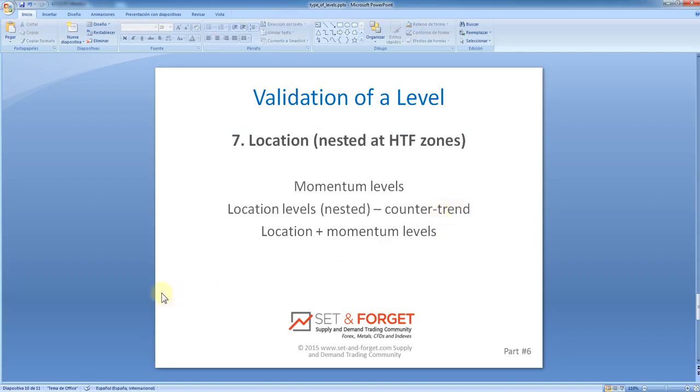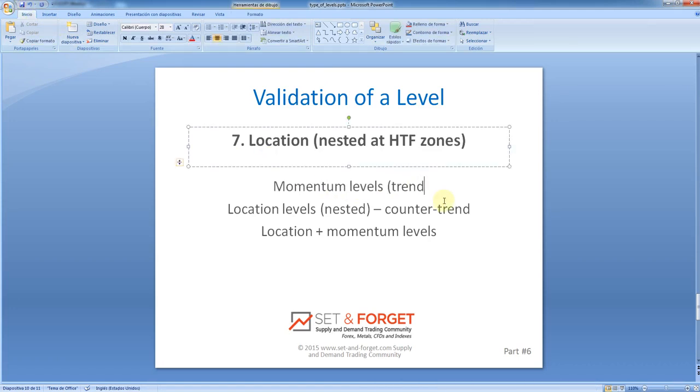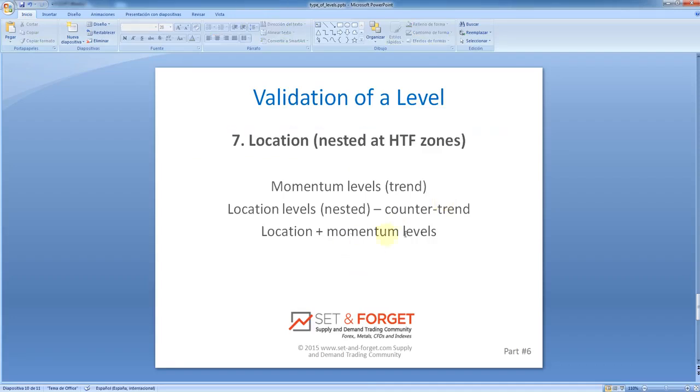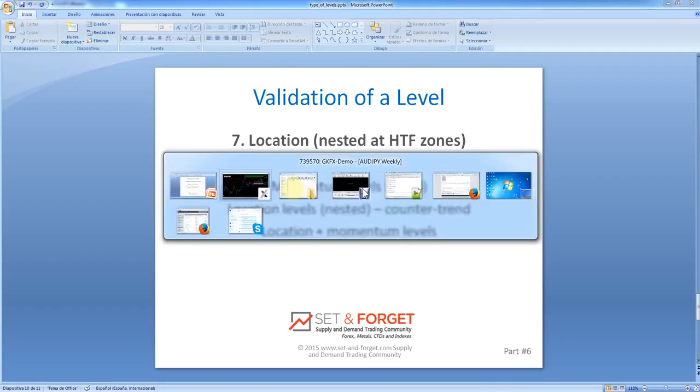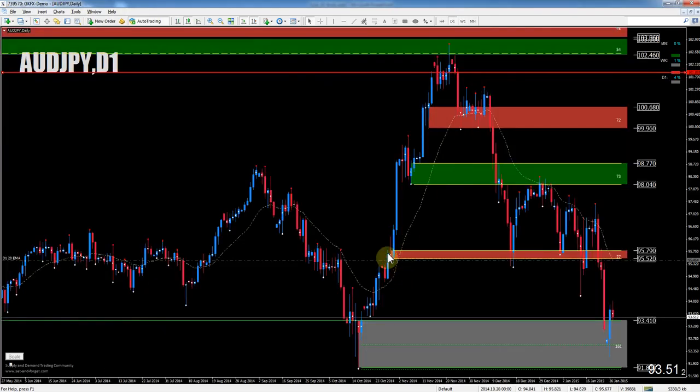Okay, normally the momentum type of levels, they are trend levels. Trend, they go with the trend, and the location momentum type of levels, they are both. Okay, normally, but better if they go with the trend. So now we have seen the momentum type of levels that are levels like this. Okay, on the way up, on the way down as well.